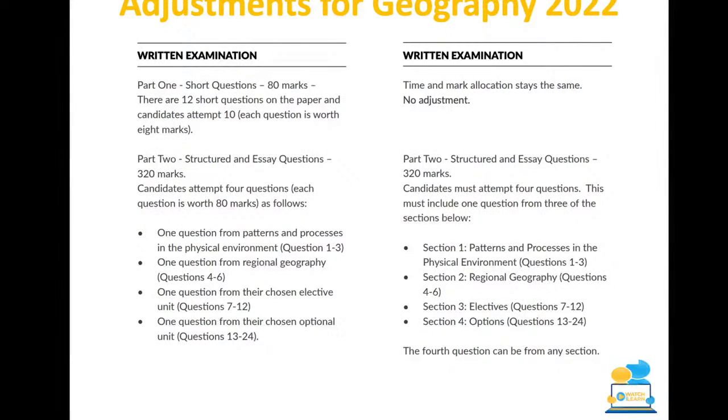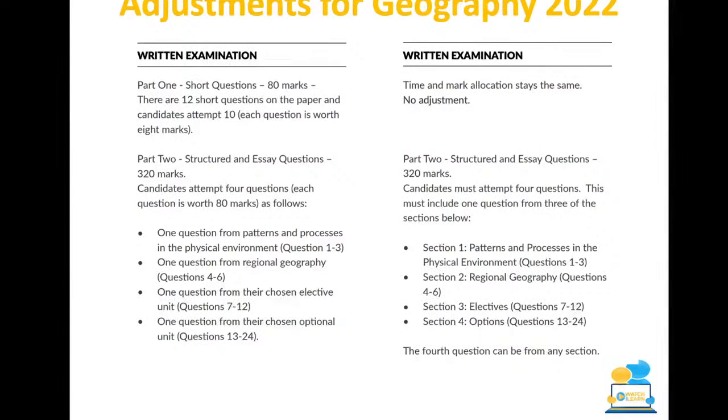Okay, so just in terms of, I touched on this at the start, adjustments for the Geography 2022 paper. I'm sure you're all familiar with this, but if not, I can just quickly go through this and show you some of the adjustments on the paper. So what we have here is the short questions. It's 80 marks, 12 short questions, and you've got to attempt 10. A little tip is to attempt all 12. There's no adjustments for the short questions.